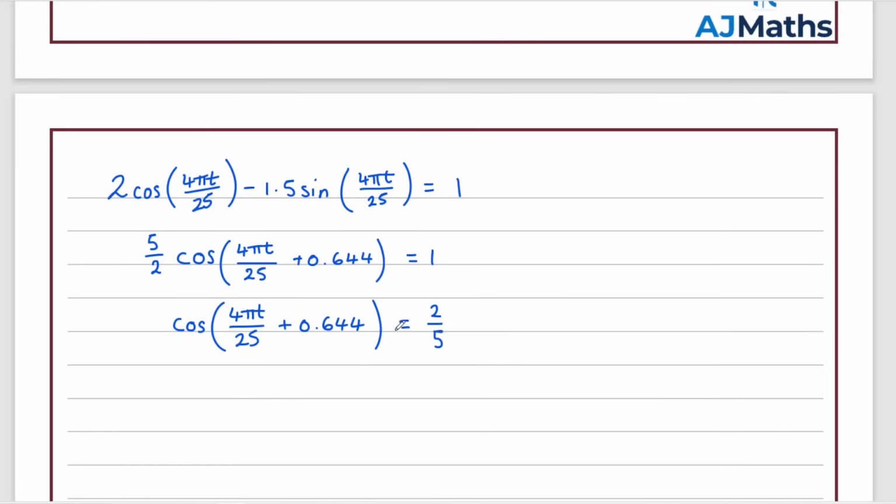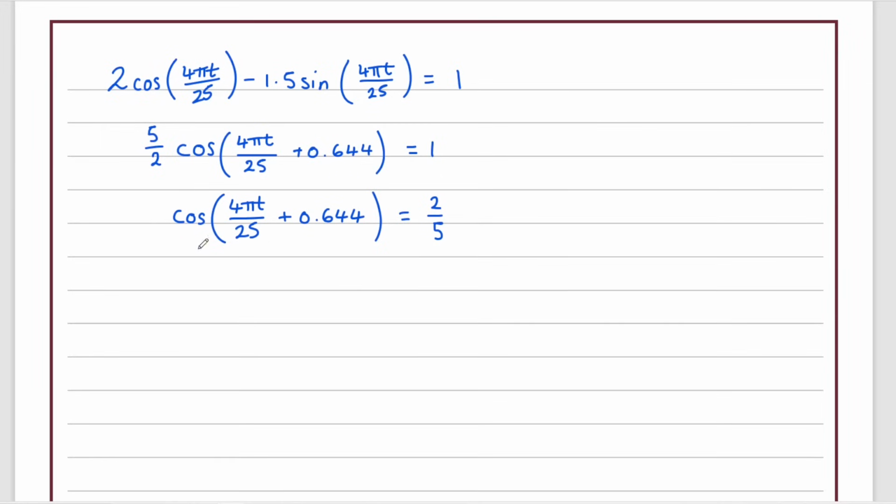Okay. Now, our trigonometric function, cosine, is isolated, so we can go straight into taking cos inverse of both sides. So I take cos inverse, and on the left-hand side we get left with the argument of the trig function. I get 4 pi t over 25 plus 0.644 is equal then to cos inverse of the right-hand side, which is 2 over 5.